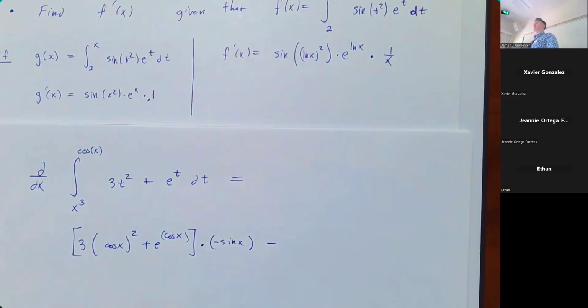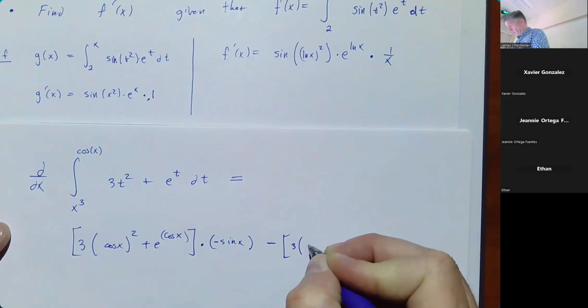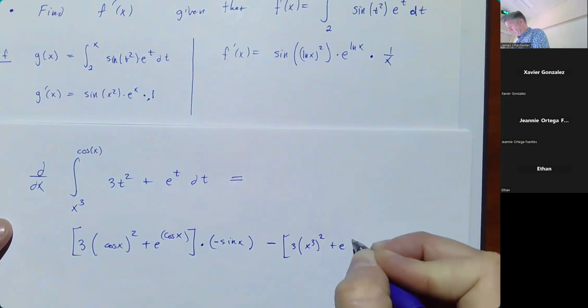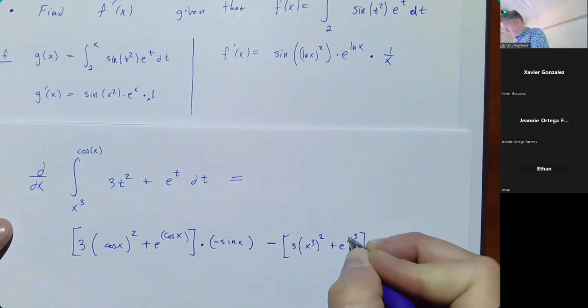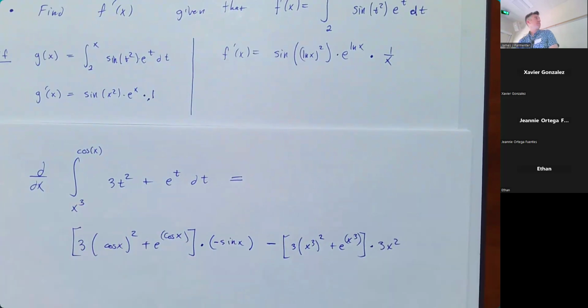Minus, then we do it again, except now we're plugging in the bottom limit of integration. So we're going to get 3 times x cubed squared plus e to the x cubed, all of that times the derivative of x cubed, which is 3x squared. And that is definitely what they want you to do when they give you a problem like this.